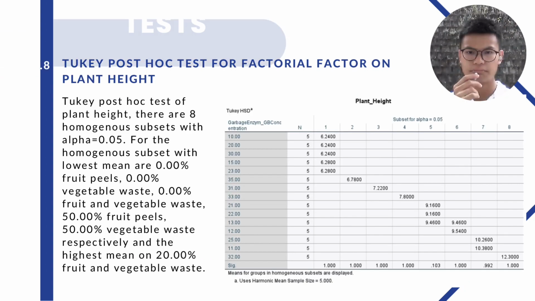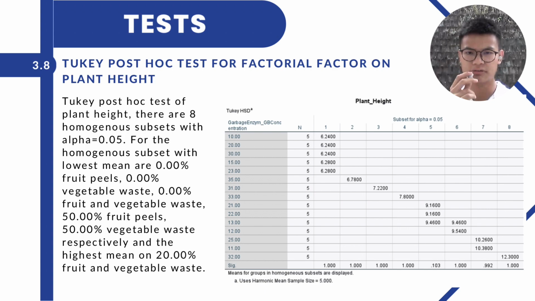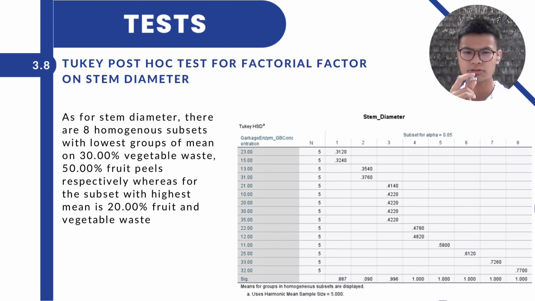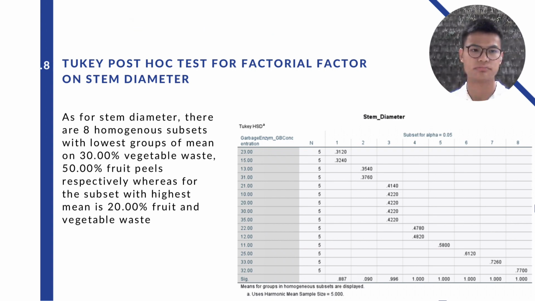Based on the Tukey post-hoc test of factorial factor on plant height, a homogeneous subset can be obtained, with the highest mean done by 20% of food and vegetable waste. Based on the Tukey post-hoc test of factorial factor on stem diameter, a homogeneous subset is obtained as well, and the one with the highest mean is from the 20% of food and vegetable waste. So that's all from the results part.